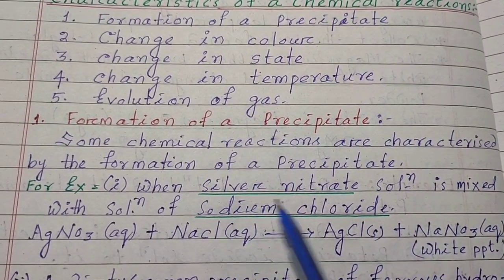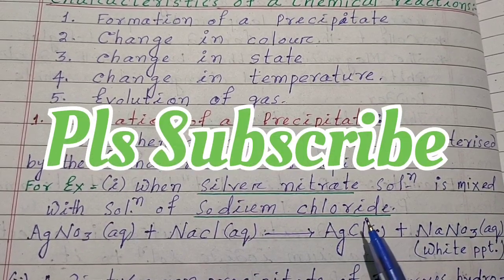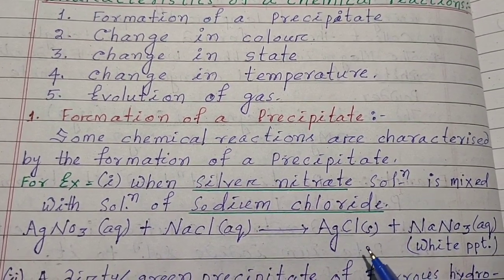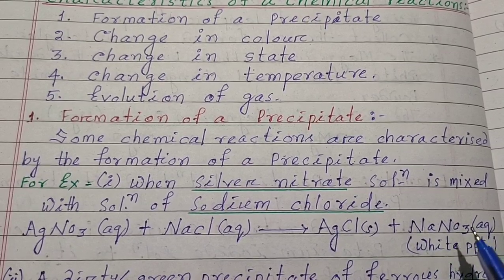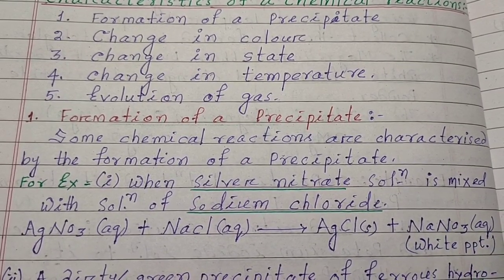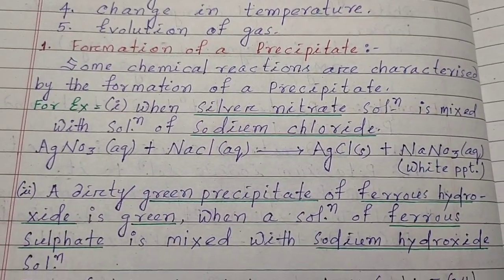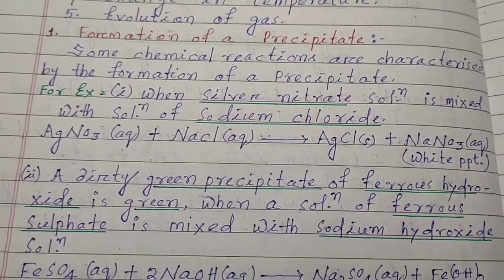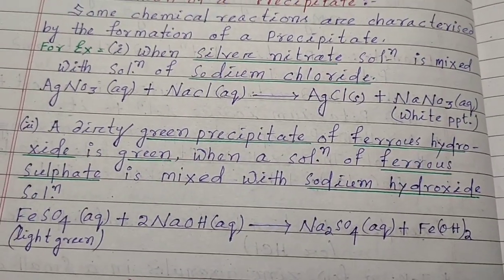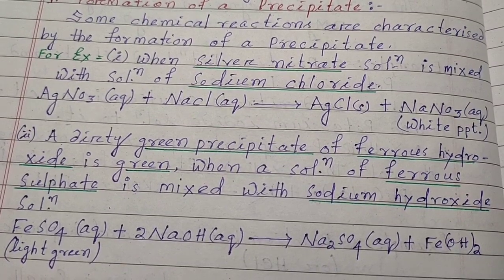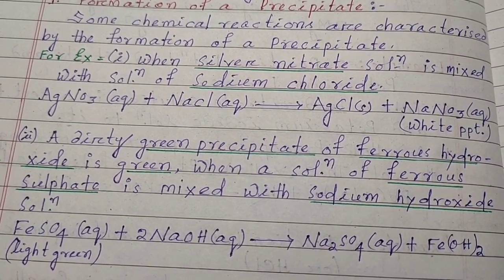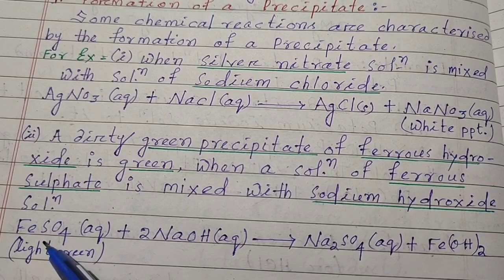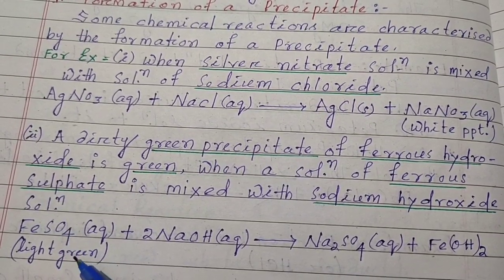Example: when silver nitrate solution is mixed with a solution of sodium chloride, silver nitrate reacts with sodium chloride to form silver chloride and sodium nitrate. The silver chloride is a white precipitate. Next example, a dirty green precipitate of ferrous hydroxide is formed when a solution of ferrous sulfate is mixed with sodium hydroxide solution. Ferrous sulfate reacts with sodium hydroxide to form sodium sulfate and ferrous hydroxide. Remember that the color of ferrous sulfate is light green.